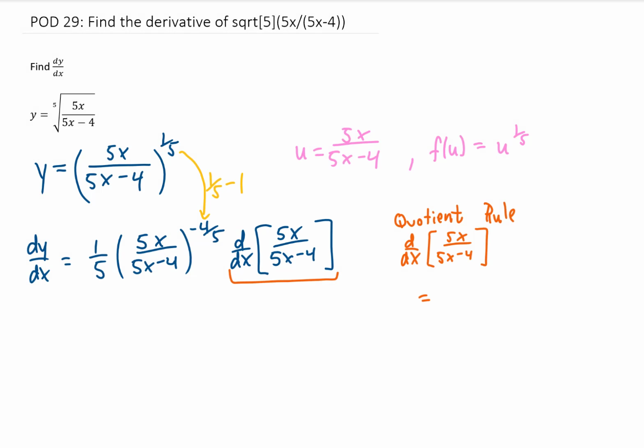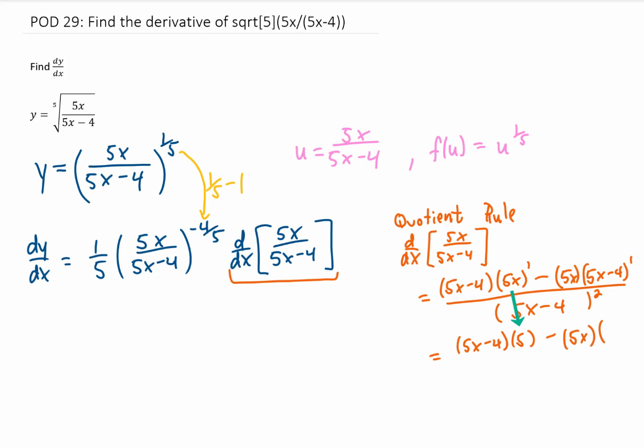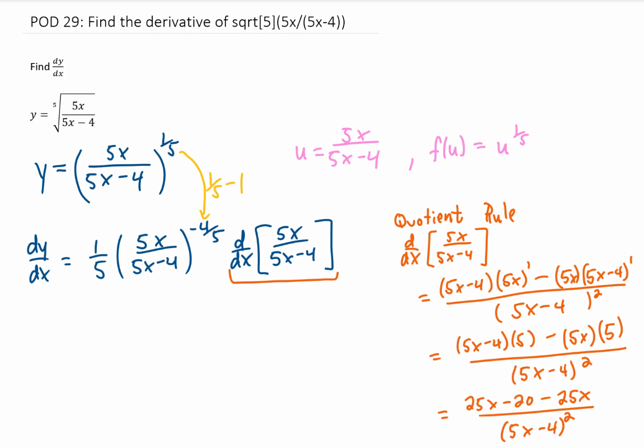And the quotient rule says we need to take the bottom function and multiply that by the derivative of the top function, and then subtract and take the top function and multiply that by the derivative of the bottom function, and divide that whole thing by the denominator squared. So let's take the derivative of 5x. We get 5, and the derivative of 5x minus 4 is also 5. Now we can simplify this numerator by multiplying the 5's through the parentheses. You'll notice that the 25x's on top cancel, and we end up getting that this derivative right here is just negative 20 over 5x minus 4 squared.